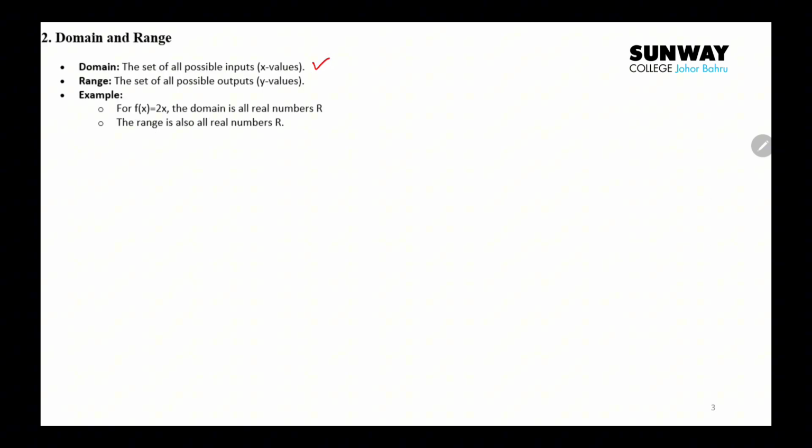Domain is a term that we use here to represent all the x values on the Cartesian coordinate system. Range is another term that we use to represent all of the y values that we have on the y-axis.